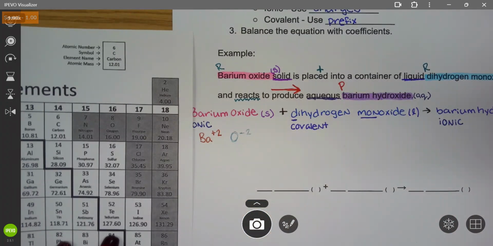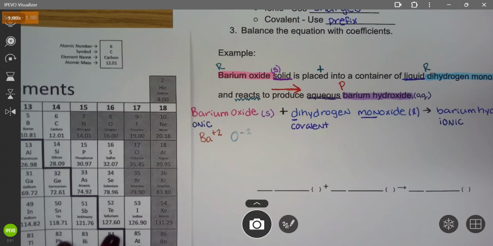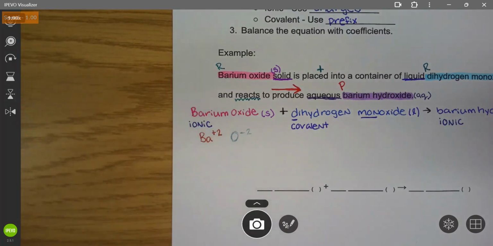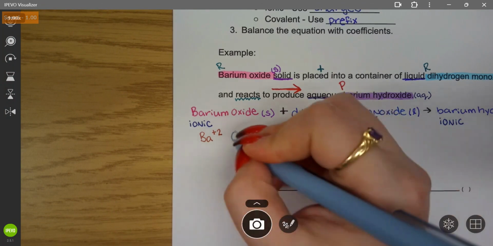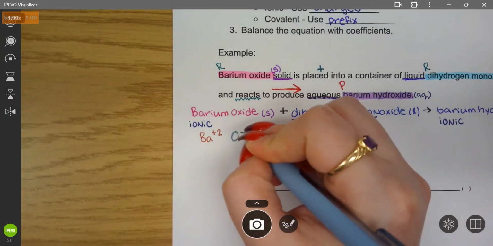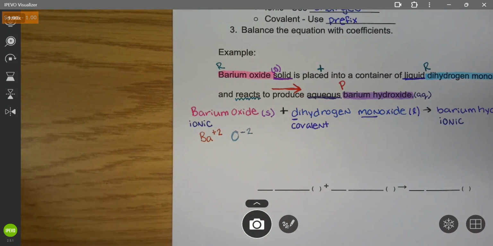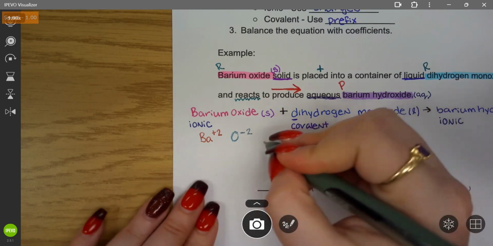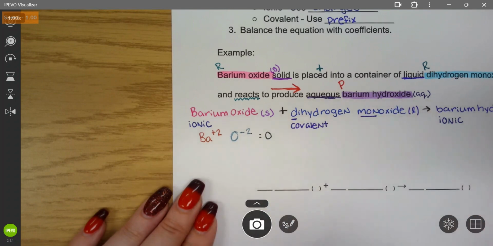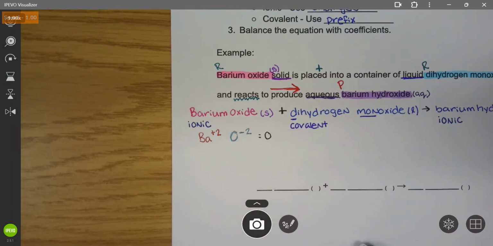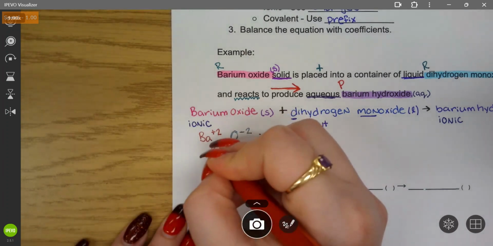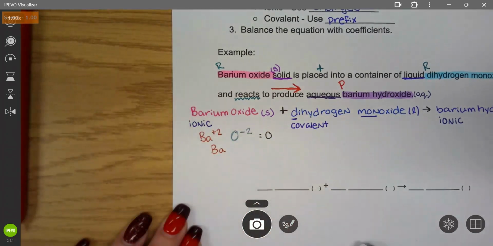Now remember, our goal any time that we have ionic compounds is to always get that charge to be 0. So we have barium with a +2, oxygen with a -2, +2 -2 ends up equaling out to be 0. If I've done that math right, the total charge is already 0. So our formula is just the combination of those two elements: Ba and O.